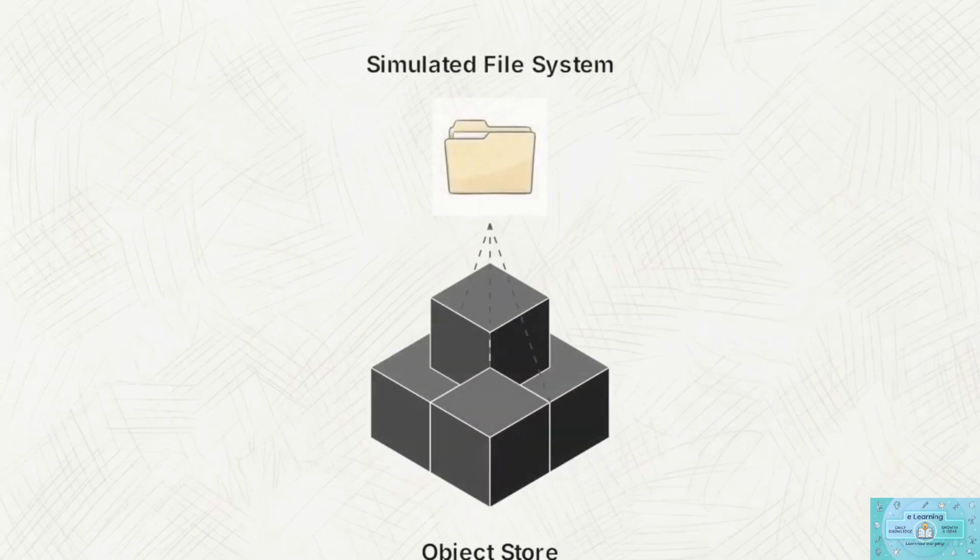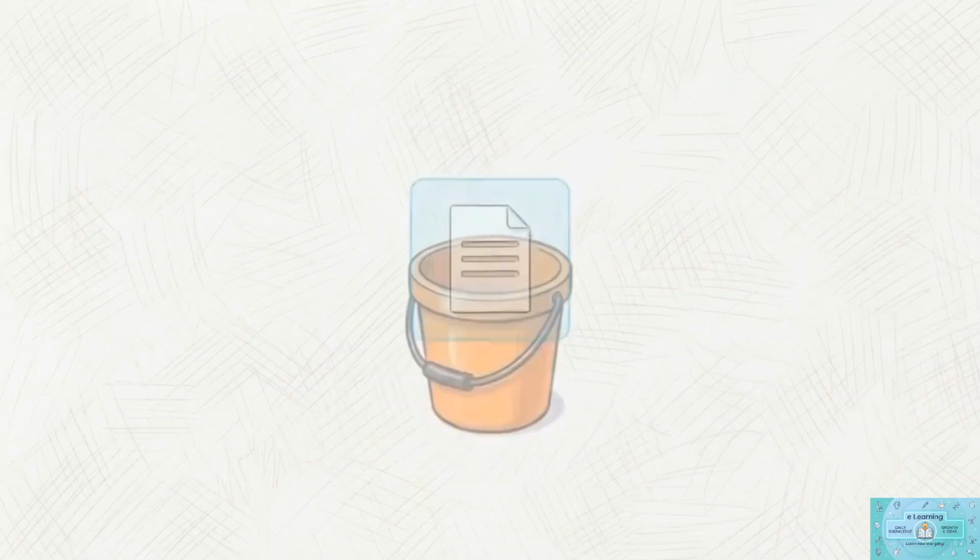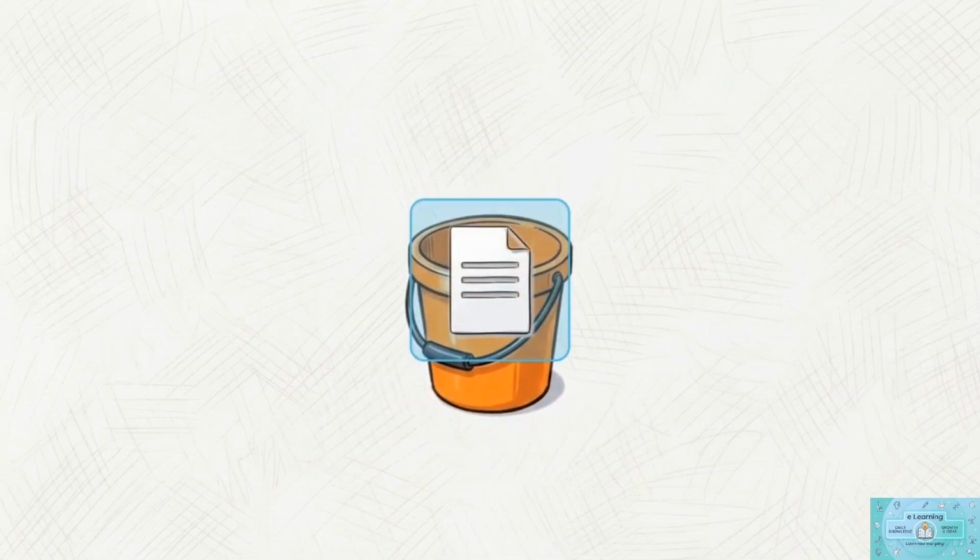Legacy mounts merely simulate a file system directory over an object store. S3 Files replaces the simulation with a true file system endpoint, altering the I/O behavior at the architectural level. This illustrates standard Amazon S3's architecture.